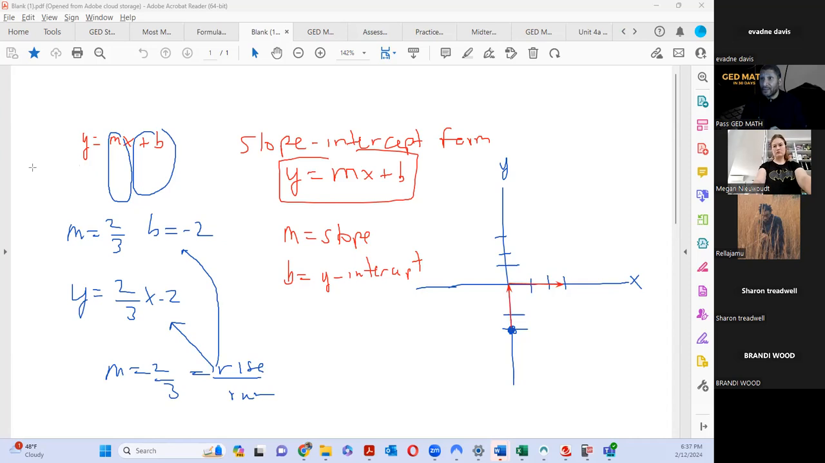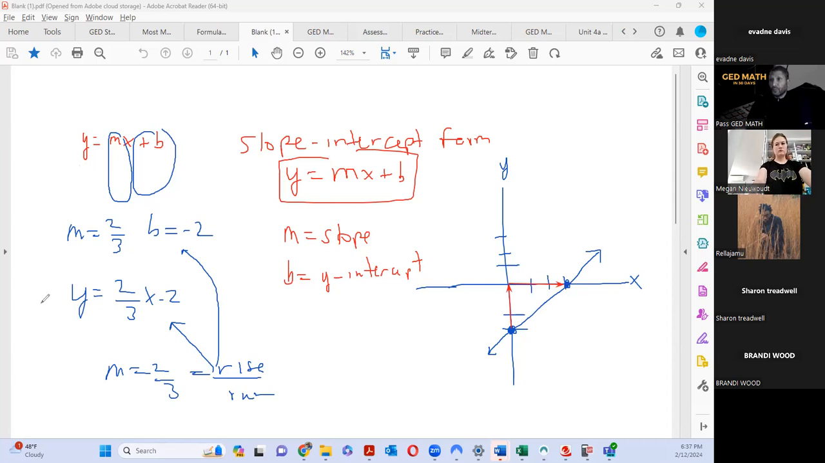Do we do it this way every single time we handle problems like this? Every single time. So I got my second point here, and then I connect those lines. I now graph that equation, y equals 2/3 x minus 2.